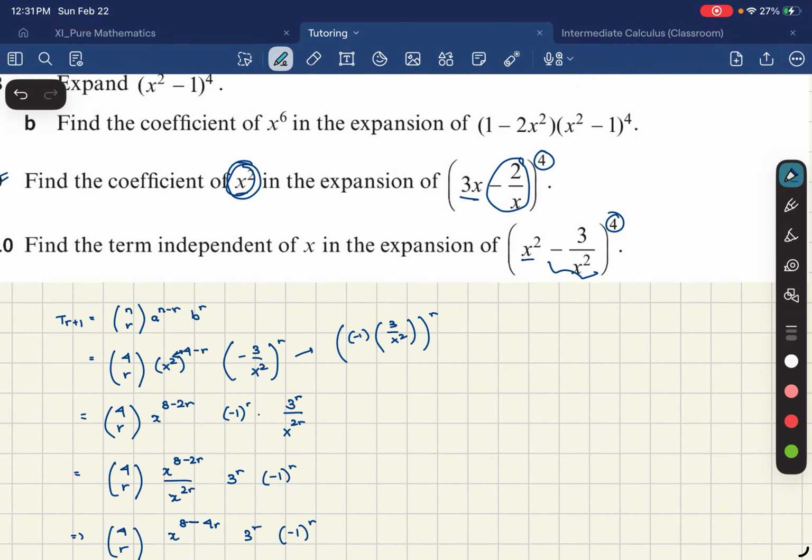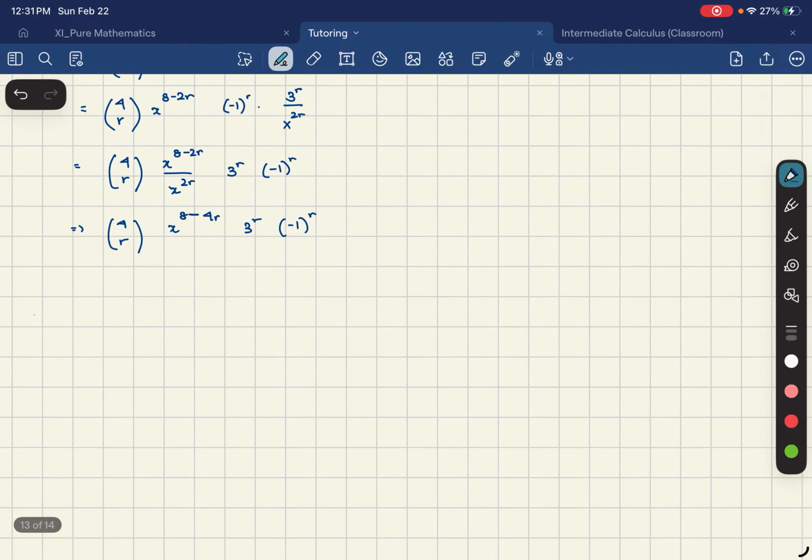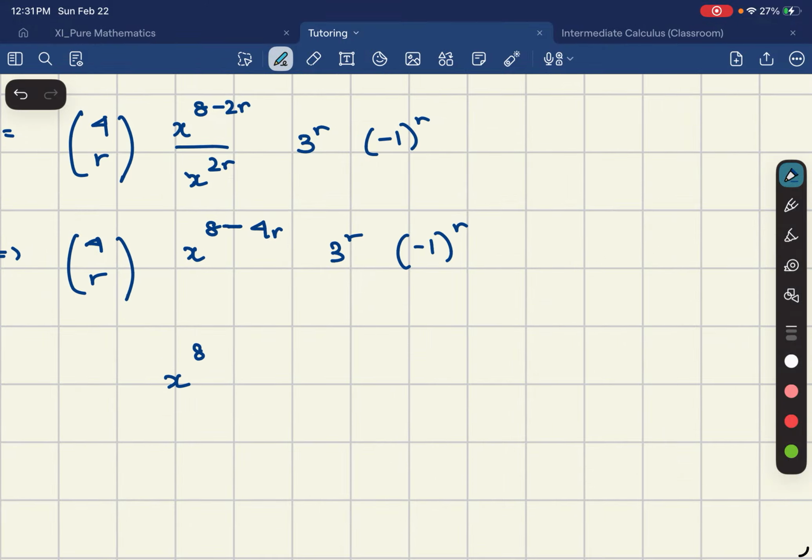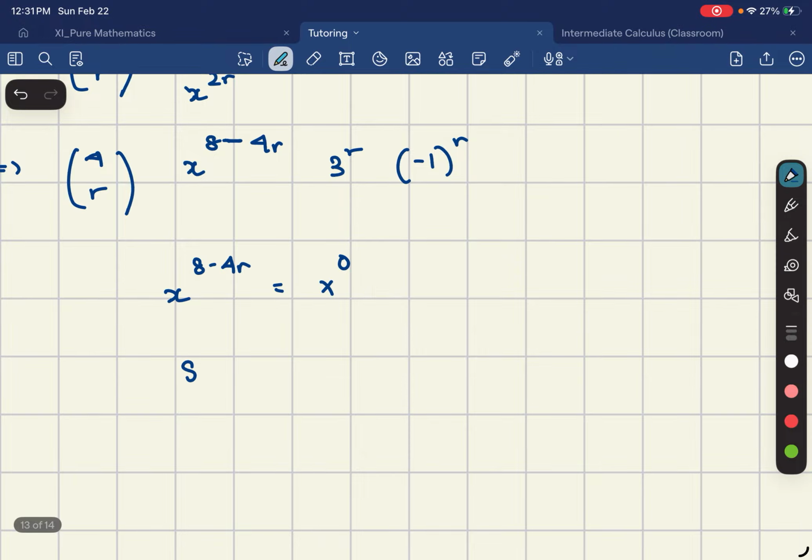Now it says the term independent of x, so we don't want any x. And for that to happen, x to the power 8 minus 4r has to be x to the power 0. This is just 1, right? We want the term independent without involving x. So we solve 8 minus 4r is equal to 0. And when you solve this, r is equal to 2.